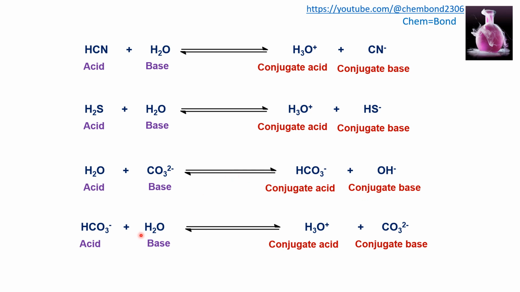In the next reaction, if we look at it, here the bicarbonate is an acid and the water will act as a base. In the previous reaction, water acted as an acid. Now water will gain the proton from bicarbonate and produce a conjugate acid, and the bicarbonate will lose the proton, so it will produce a conjugate base.